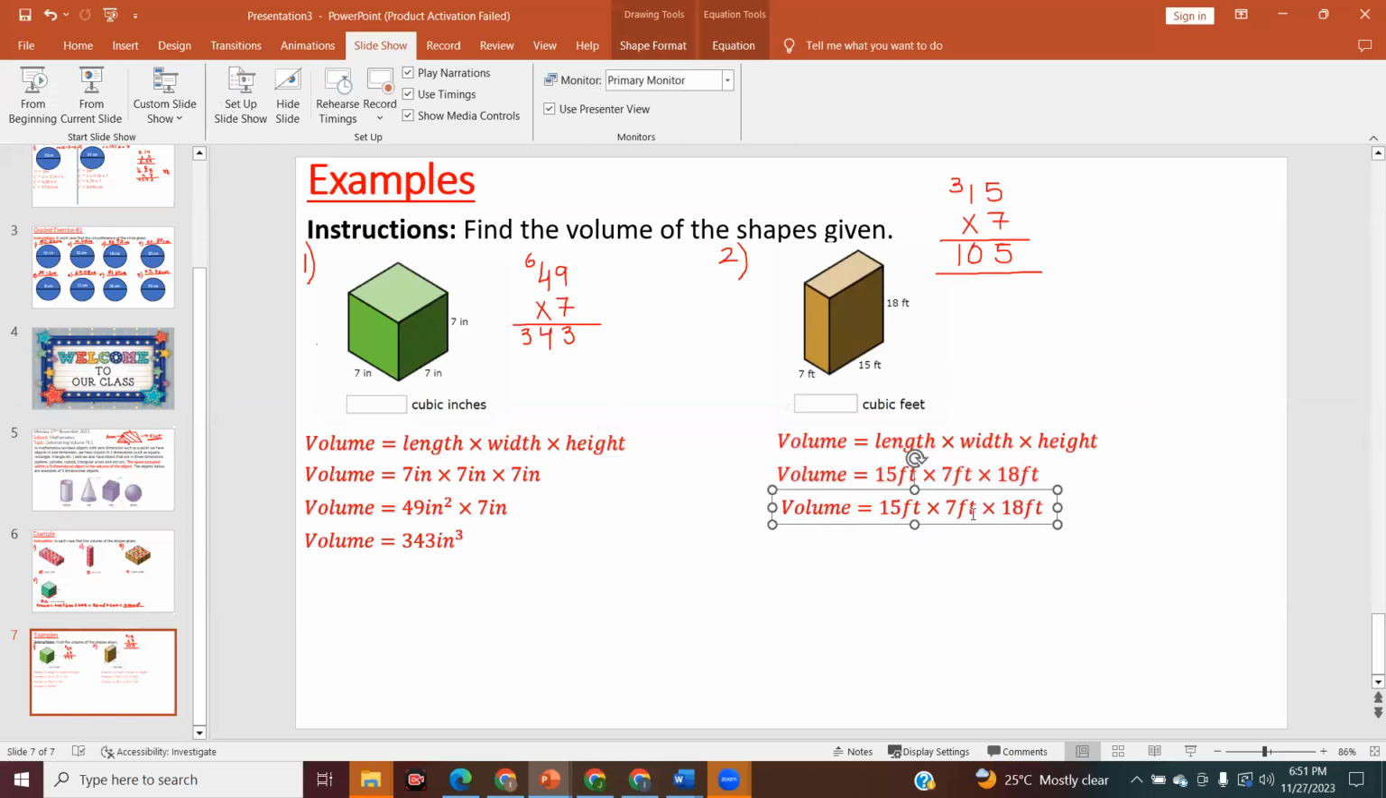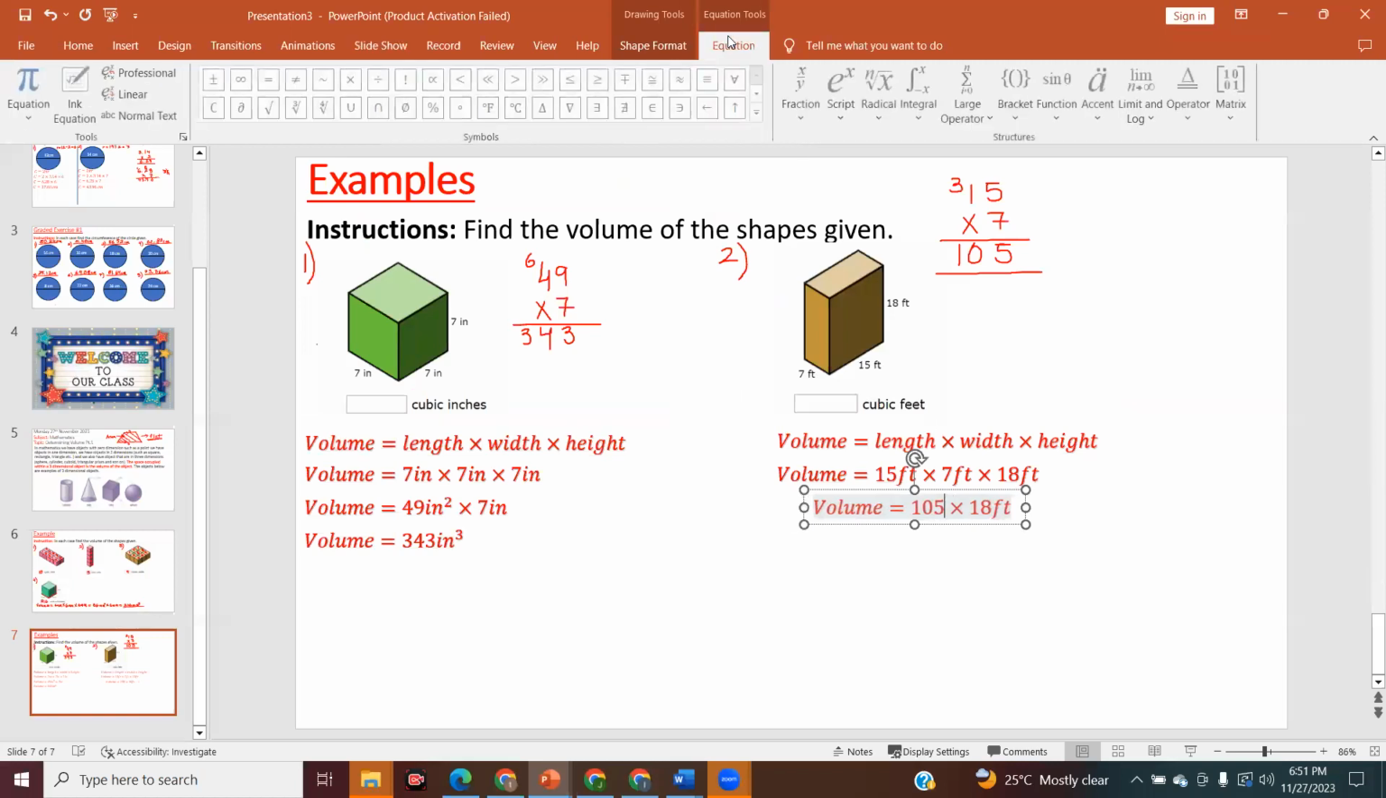Yes, Claremont? In the first slide, do I have to draw the 3D shapes? Yes, draw the 3D shapes. It's going to be feet squared.